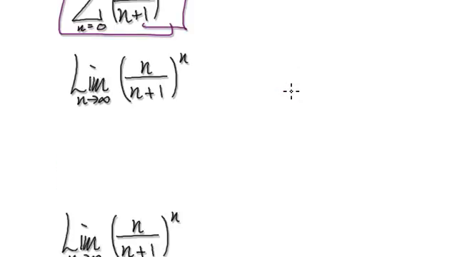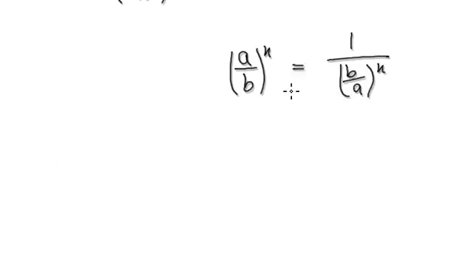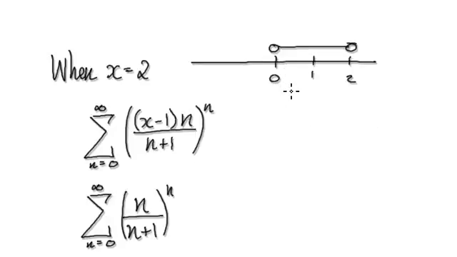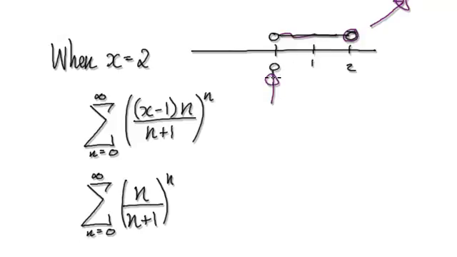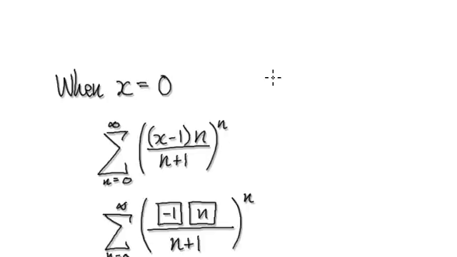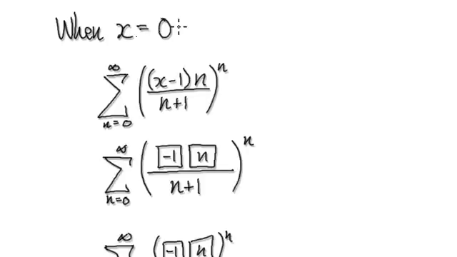Okay, so now we need to consider what happens when x equals 0. So far we know that anything in between is going to converge. When it equals precisely 2, we've just established that it's going to diverge. So now we need to consider what happens when it equals 0. So when x equals 0, you would put this into the x. So 0 take away 1, that would be negative 1. So this thing here would be negative 1. And then this n here would stay the same.